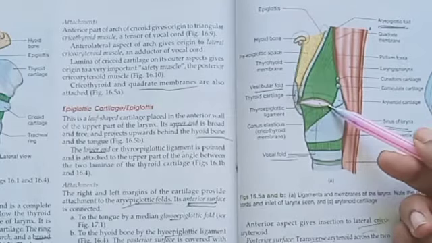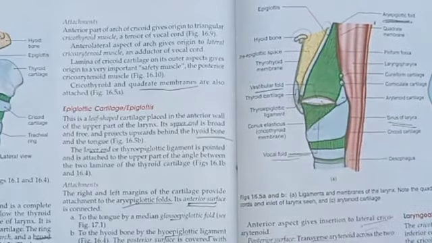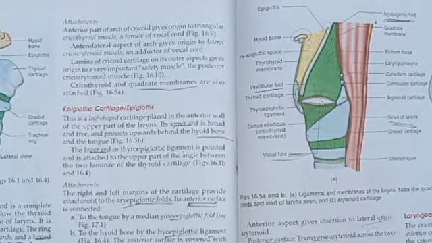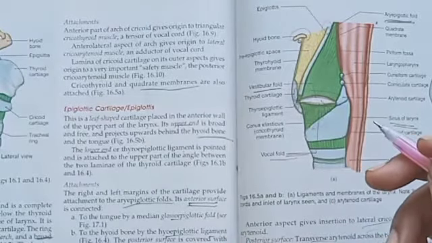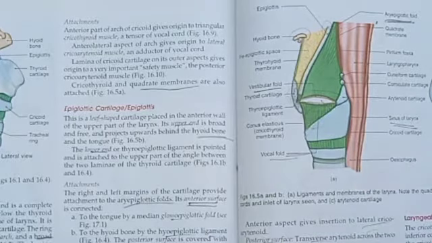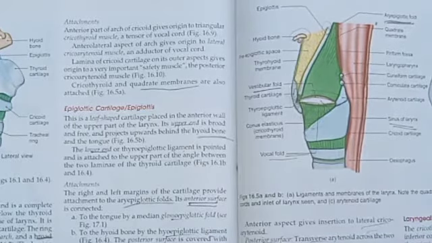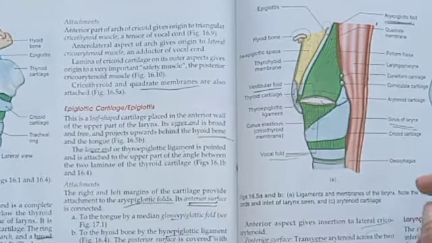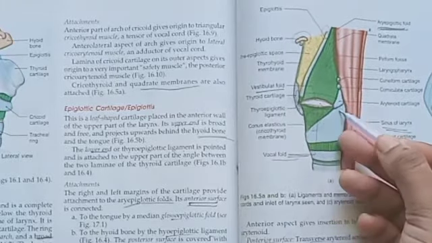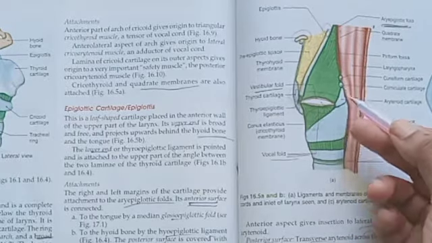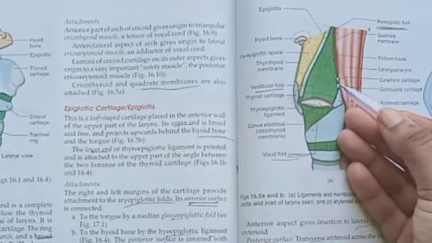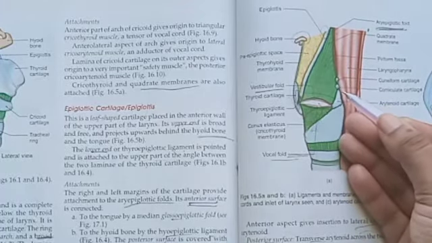So the arytenoid has three surfaces: anterolateral, posterior, and medial. From this figure you can see the anterolateral surface, posterior surface, and medial surface. And it has two ends, that is the apex and the base. Now the base articulates with the upper border of the cricoid cartilage, whereas the apex articulates with the corniculate. This is the corniculate cartilage.